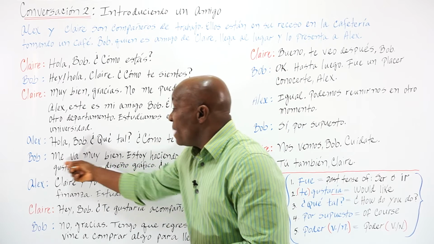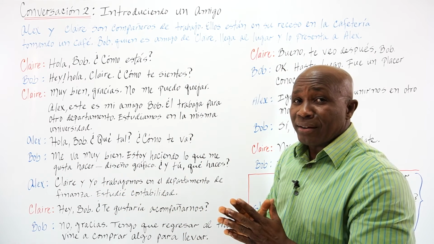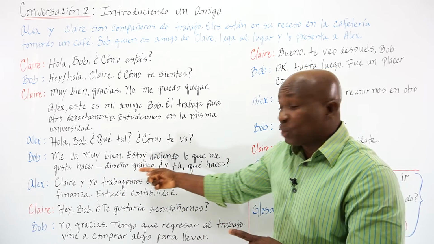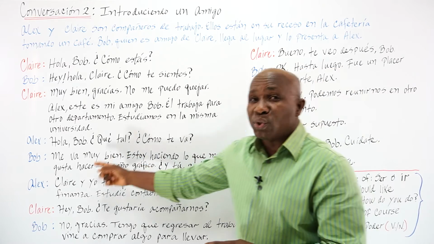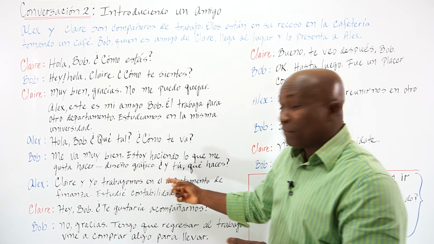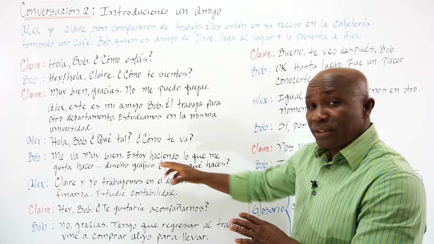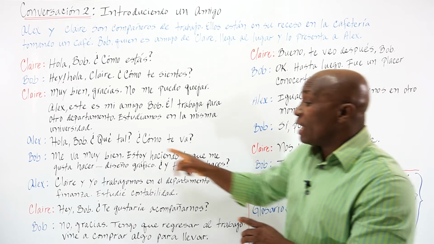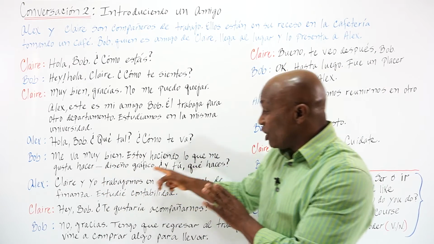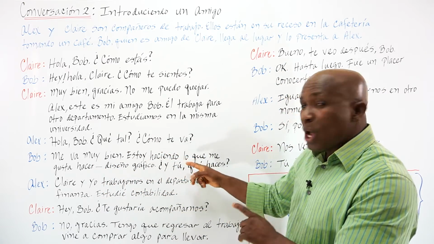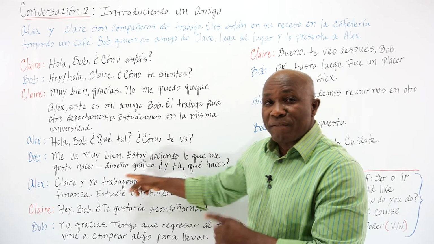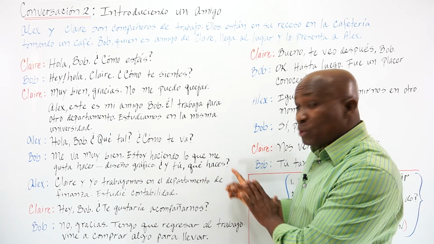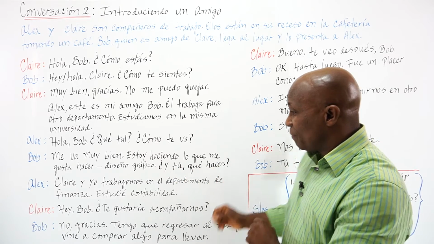How are you doing? Me va muy bien. I'm doing very well. Estoy haciendo lo que me gusta hacer. Diseño gráfico. I am doing, and this is the present continuous, right? I am doing what I like to do. Graphic design. ¿Y tú qué haces? And you, what do you do?